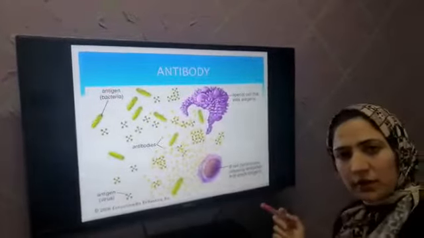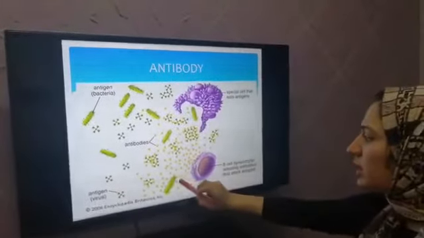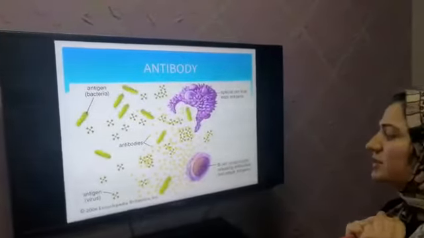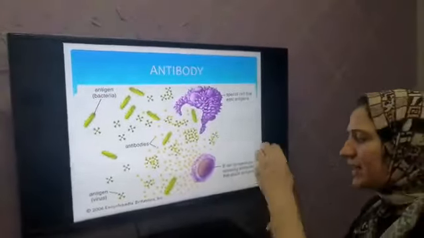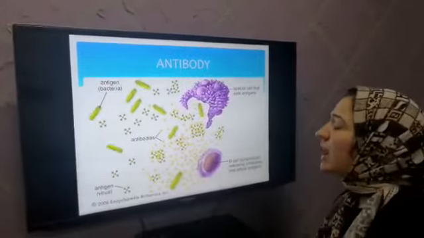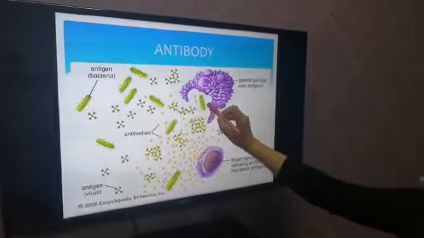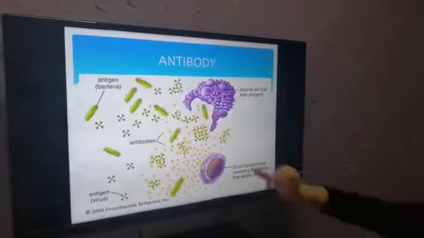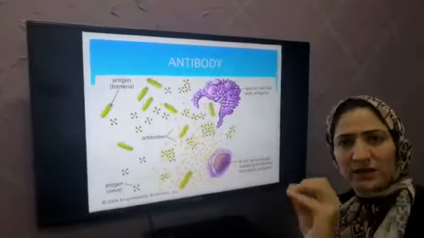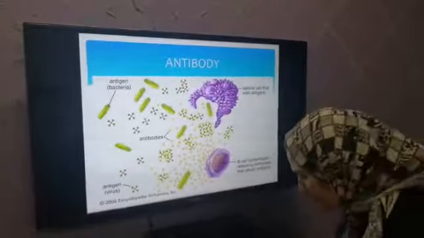Okay, what will happen? The B cell will produce antibodies that attach to the antigens. And after that, what will happen? Special cell, macrophage cell, will eat it, to protect our body from disease, to protect our body from pathogen.